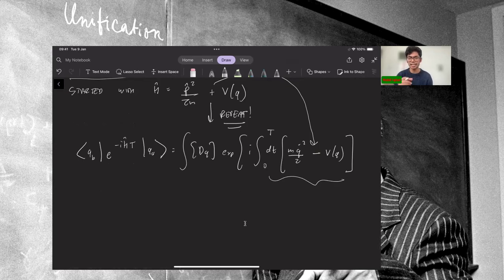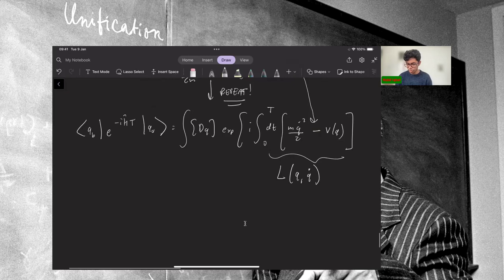Kinetic energy minus potential energy. What is that? Anyone? Yes. Happy to see the chat is exploding with the word Lagrangian. This is the Lagrangian L of Q and Q dot. And what that means is the quantity appearing here is the time integral of the Lagrangian.